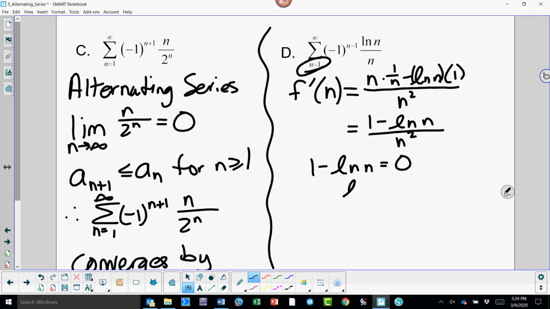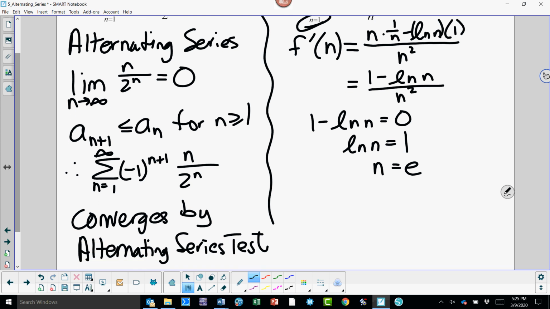So the other one would be to solve when 1 minus ln of n equals 0. Well, that's going to equal 0 when ln of n equals 1, which is going to be for n equaling e, because e to the first is e, okay? So that means we can do a little sign chart here, starting at 1 and going to e, and then after that, and we need to see what's happening.